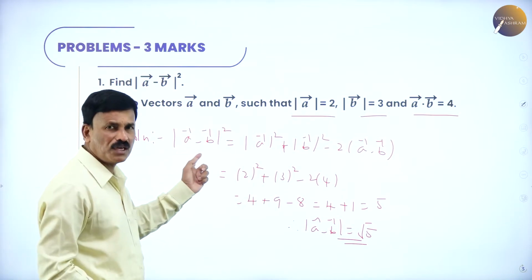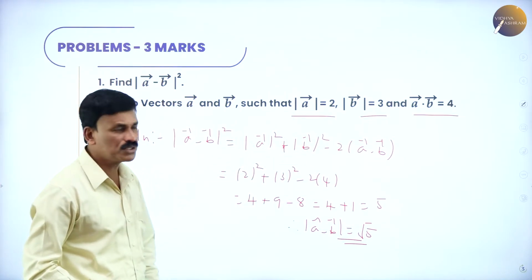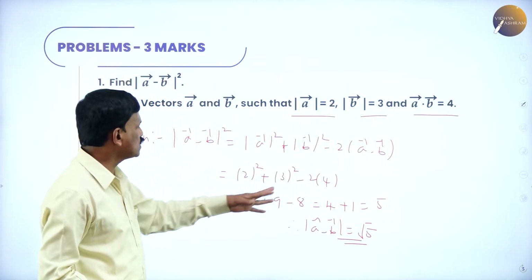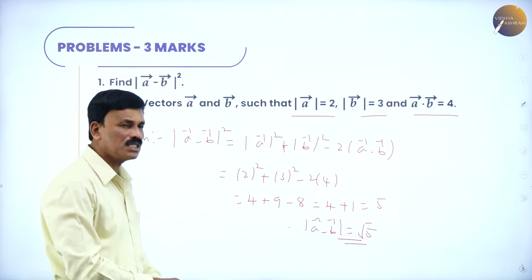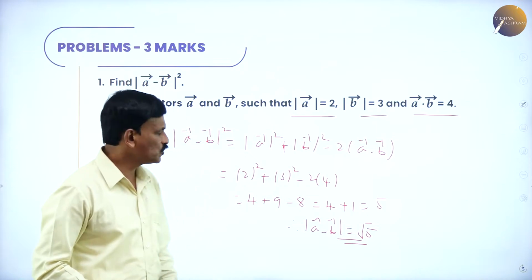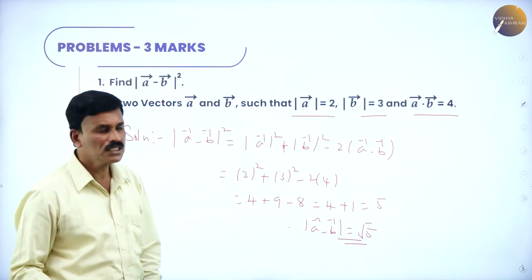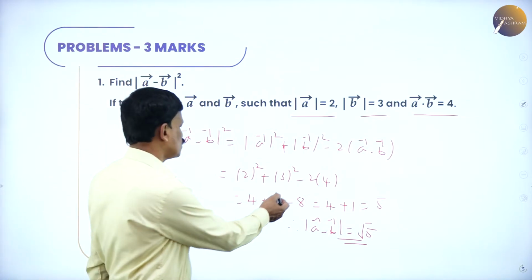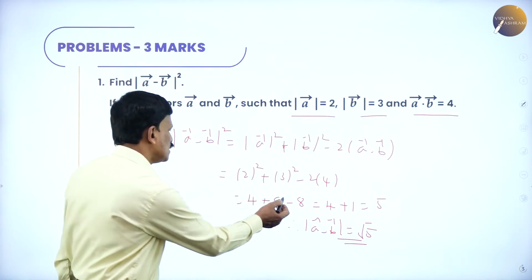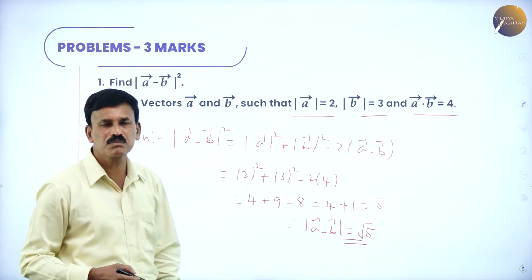See here, length of A minus B whole square can also be written as vector A square plus vector B square minus 2 times A dot B. Length of A is 2 square, length of B is 3 square, minus 2 times A dot B, which is 4. 2 square is 4 plus 3 square is 9 minus 2 into 4 is 8. So 4 plus 9 minus 8 is 5. Therefore, magnitude of vector A minus B is equal to root 5 units. Now, suppose if it is A plus B, then this becomes plus. So, 4 plus 9 plus 8, you will get 16 plus 4 is 20. Root 20 is the answer for length of A plus B.